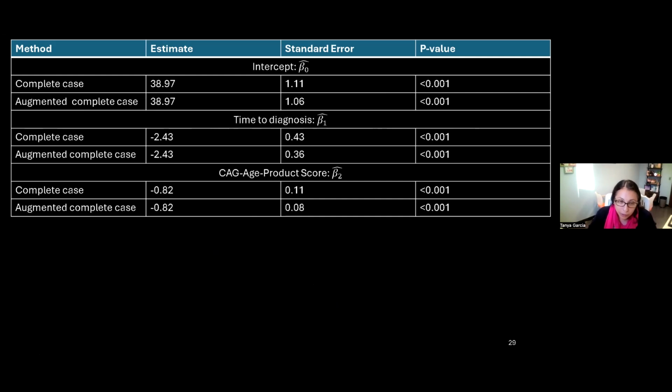So if you were to compare these results between complete case and augmented complete case, the results do look very similar, with the main difference being that the augmented versions have smaller standard errors. So based on these results and our very extensive simulation study, we actually prefer this augmented complete case method because it is quite robust and it has quite high efficiency.